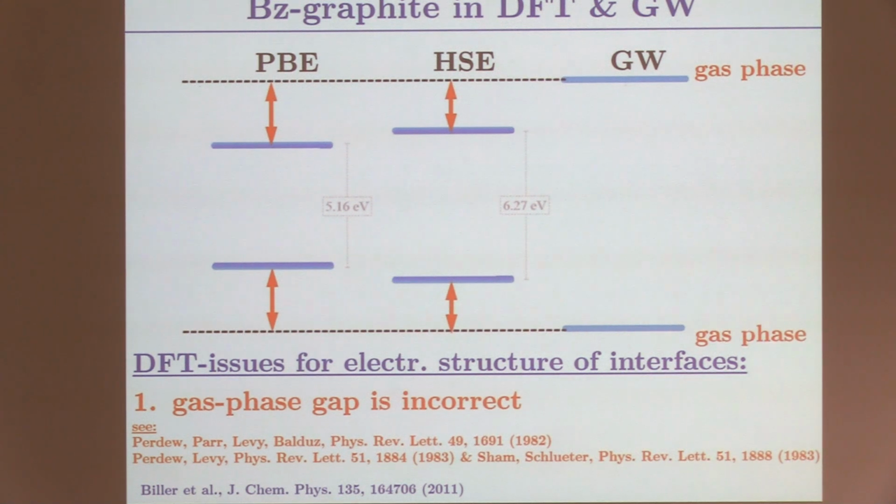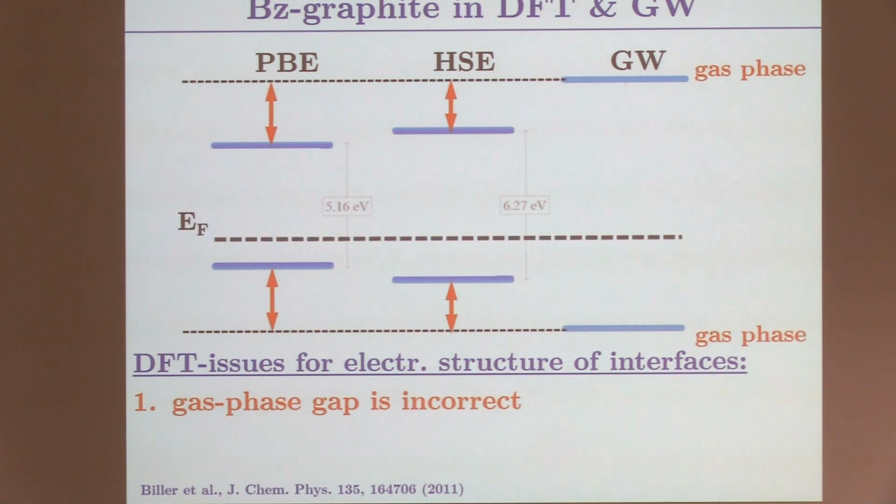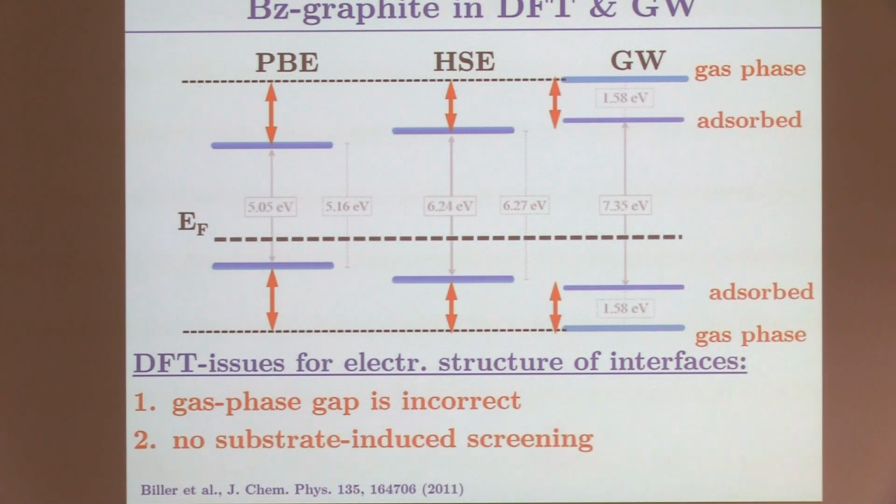But there is a second effect that is causing trouble, and that is another effect of screening with respect to the surface. If I put my benzene on graphite, I introduce a Fermi level, I get my molecular energies in GW to change with respect to the gas phase value by almost 1.5 electron volts. So the HOMO goes up and the LUMO goes down. Now, this is not happening in PBE or HSE. They're virtually identical to what their gas phase energies were. And so whatever this effect is, it's not happening in these calculations, so they completely miss it. So this is the impact of substrate-induced screening.